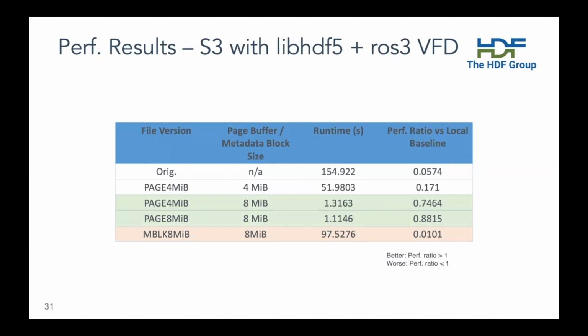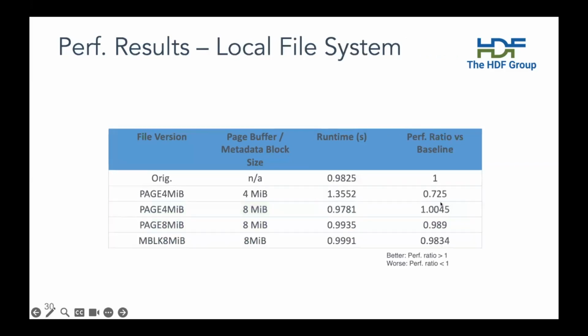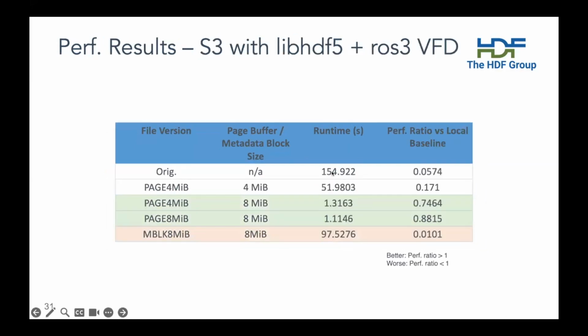And so if I use page aggregated files, and I set up my page buffer to be just enough to hold all internal metadata about that file, then the time goes down to 1.3, 1.1 seconds, which is very close to the 0.98 seconds of the original file. The interesting fact, though, is that when you use this metadata block version of the file, with 8 MB, it's not the same. And I was surprised with that.